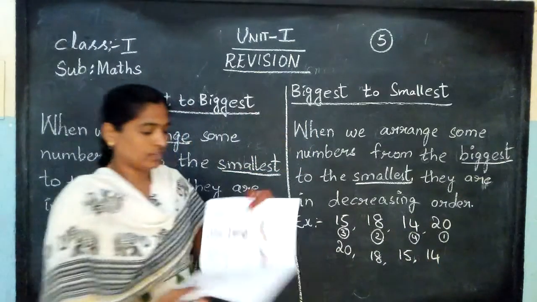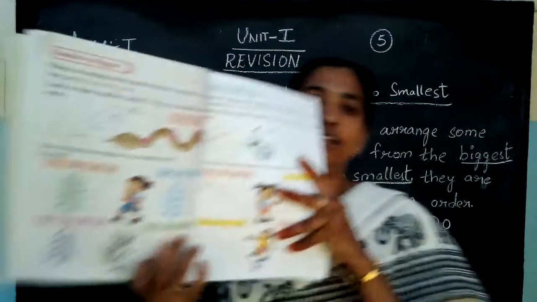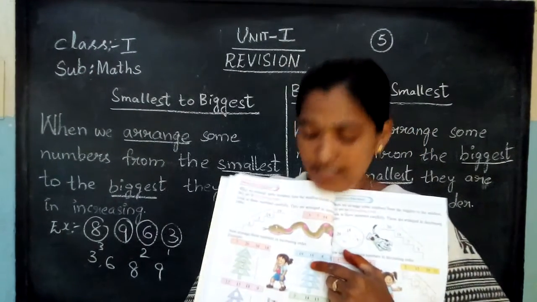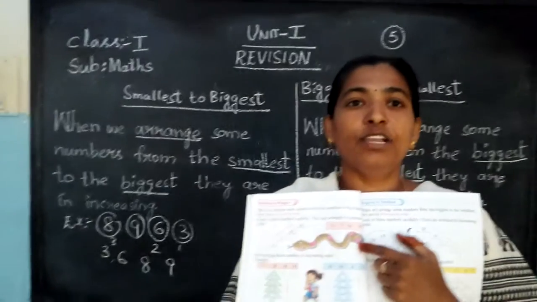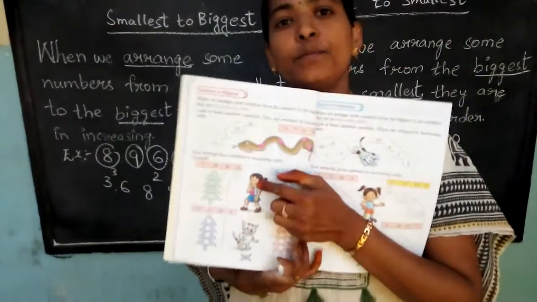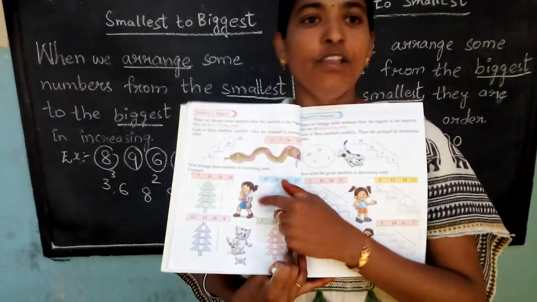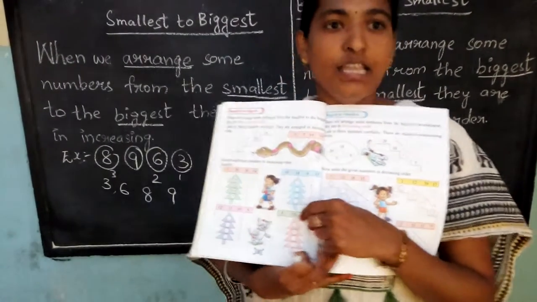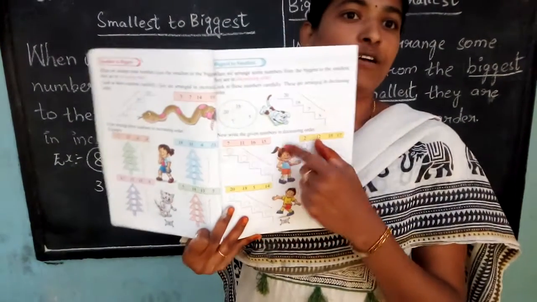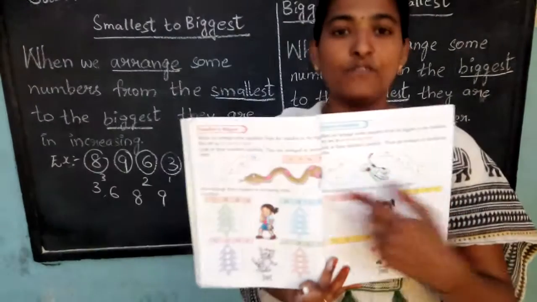In your textbook, page number 22 and 23 are there. In 22, increasing order is there. Increasing order means you have to write the numbers from the smallest to the biggest number. Think carefully and complete this task. And again the next page 23, this is decreasing order, that is from biggest to the smallest number. With the help of your parents you have to write this.